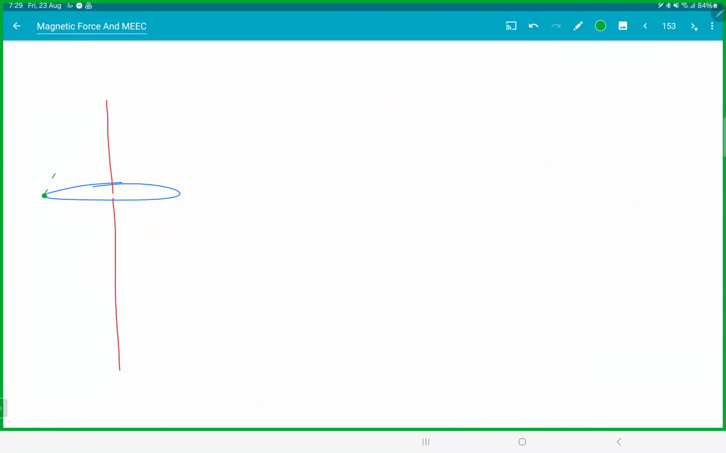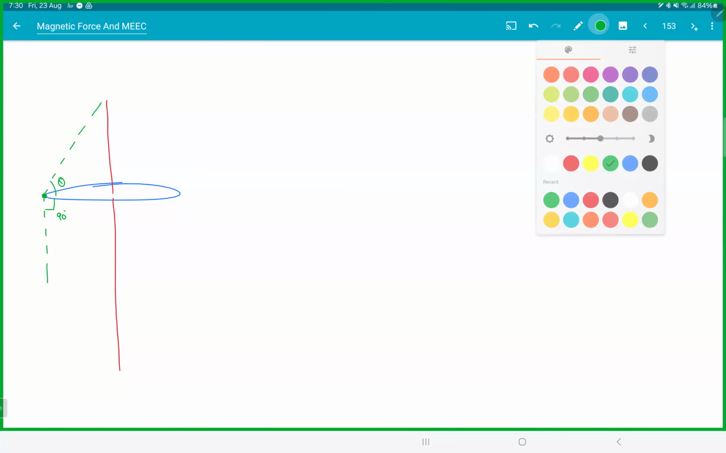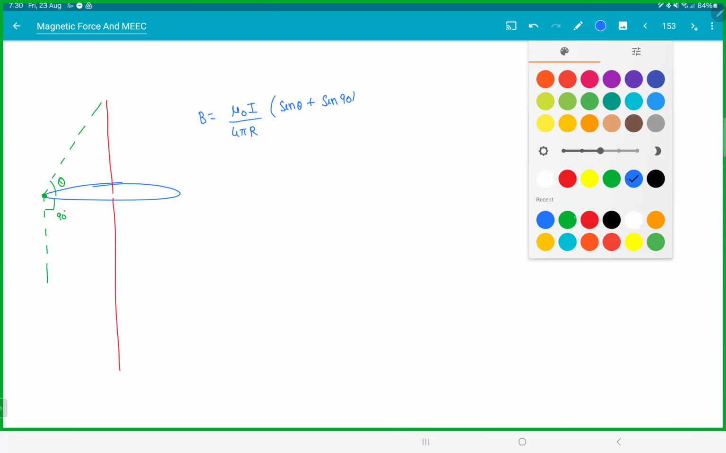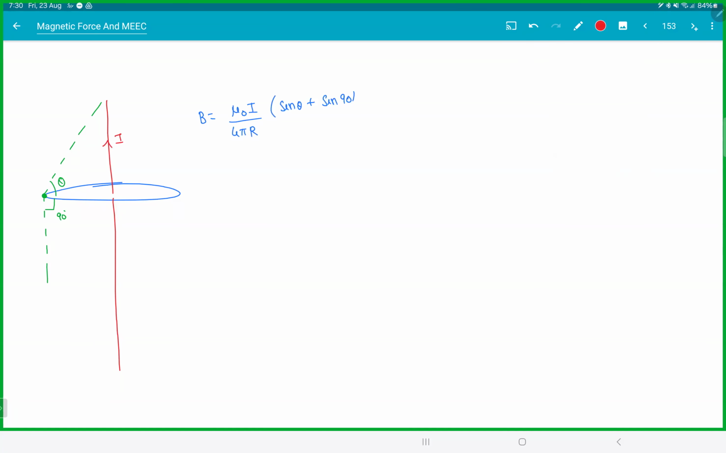So at this point, what is the field? This is theta. This is 90, isn't it? So B bar would be how much? Mu naught I by 4 pi r into sine theta plus sine 90. That is the magnetic field. That would be this way, B bar, and dl is also parallel. So B bar is parallel to dl.